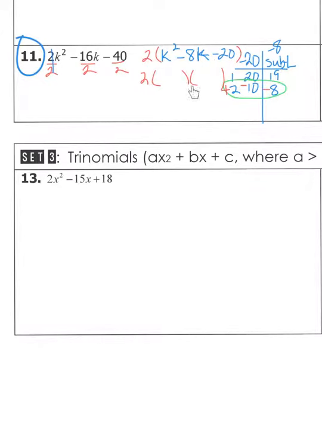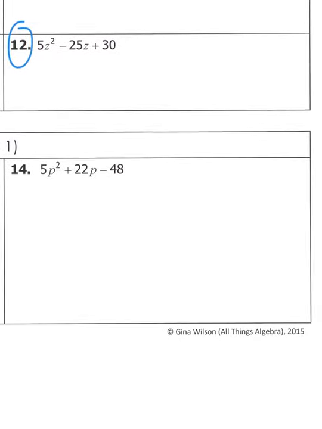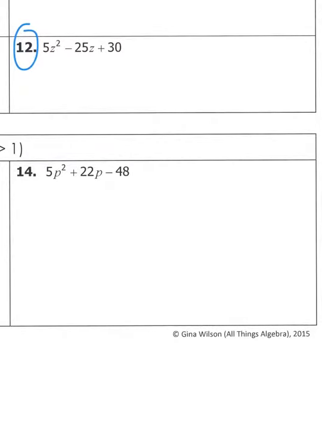but this is now factored into two binomials, and so the k squared becomes k and k. And then what you have here, the plus 2 and the minus 10 go here. So plus 2 and minus 10. And so this is your full factoring. Now you try number 12 on your own. So pause the video, do the factoring, and come back and look at your answer.